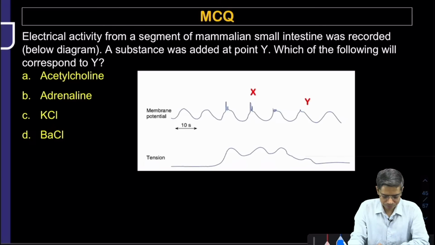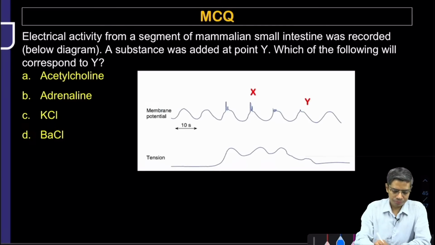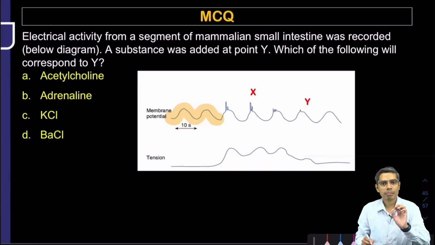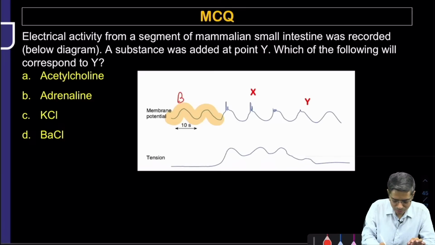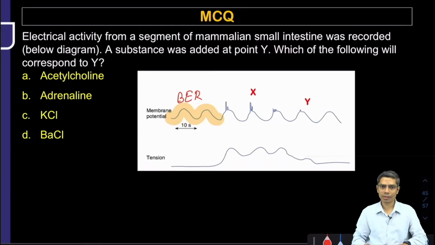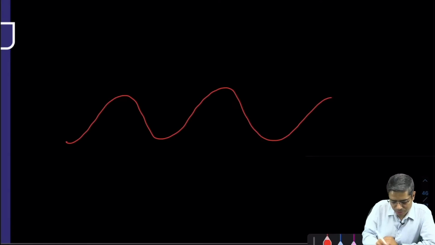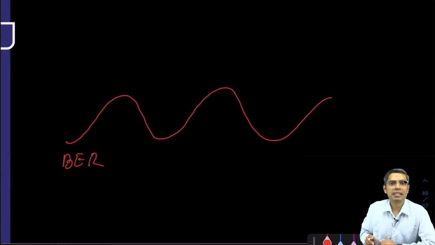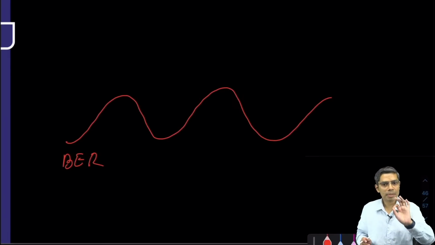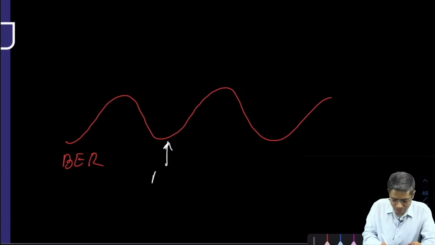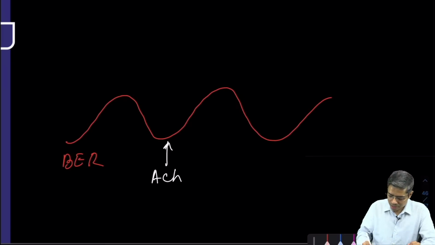Okay. So, whatever you are seeing here is nothing but your basal electrical rhythm, your BER. Whenever you add some stimulus, okay. BER is nothing but resting membrane potential. So, if I draw here, suppose this is BER, basic electrical rhythm, which is generated by interstitial cells of Cajal. Basic electrical rhythm cannot produce contraction, but suppose you have given a neurotransmitter in the form of acetylcholine.